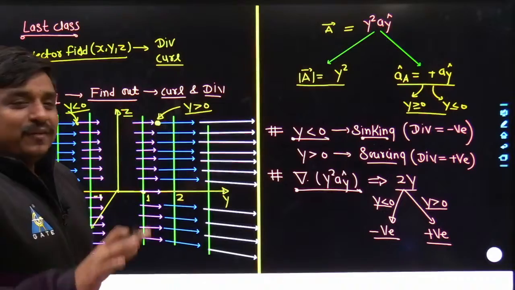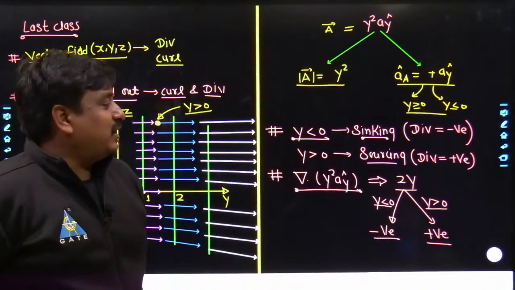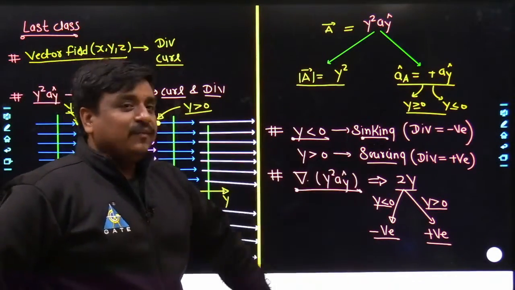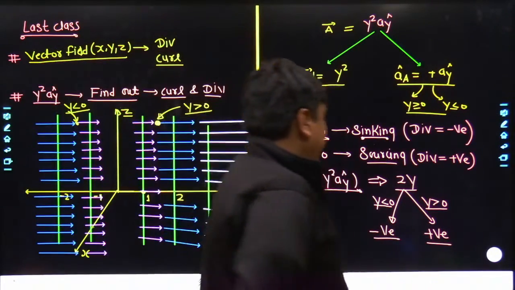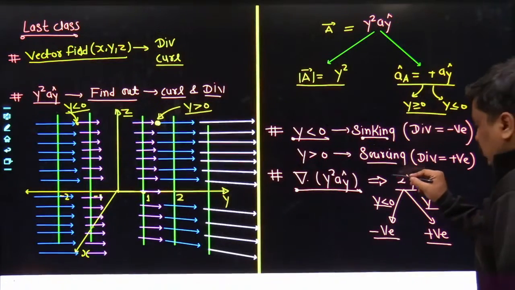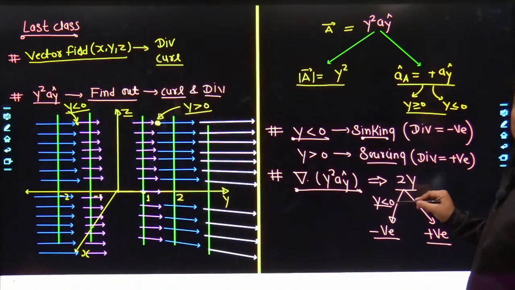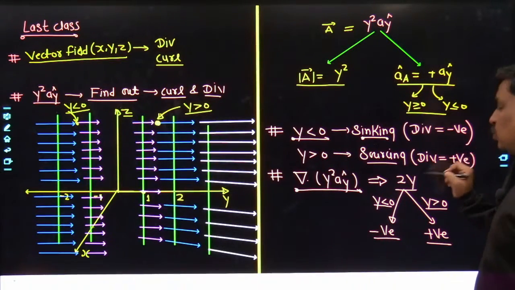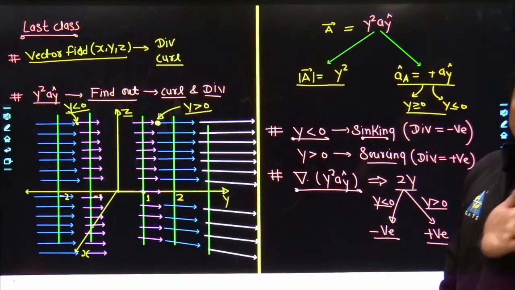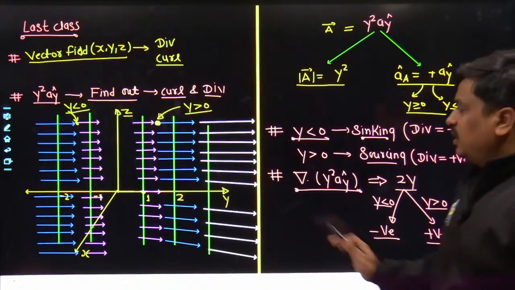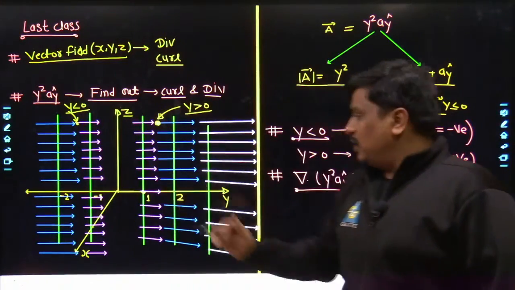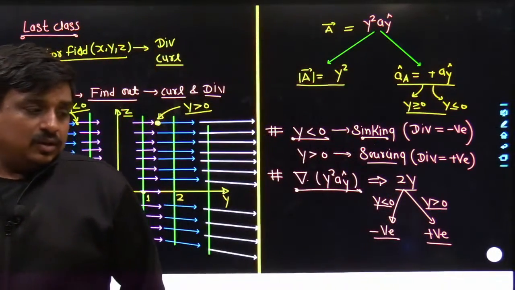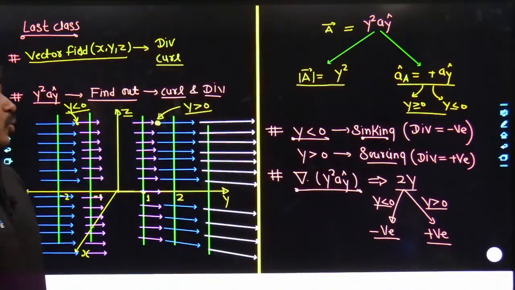Many of us could get the divergence of y square ay cap equals 2 of y, but most of us could not exactly understand the significance of 2 of y. What does it say? First, it says the worth of the divergence would be decided by 2 of y. Secondly, it also indicates the sourciness or the sinkiness would be solely dependent on the value or the polarity of y. If y is negative, it is going to be a sink. You can see towards y less than 0, and similarly for y greater than 0, you can see it is sourcing. Agreed? And now one more important thing.